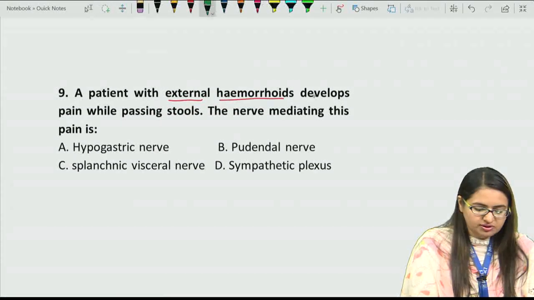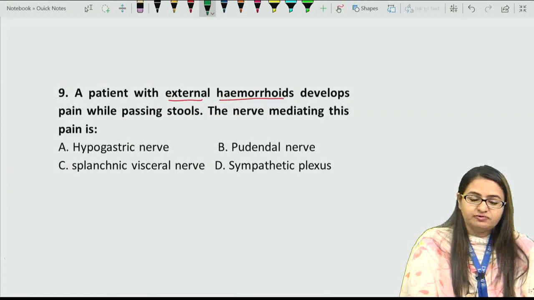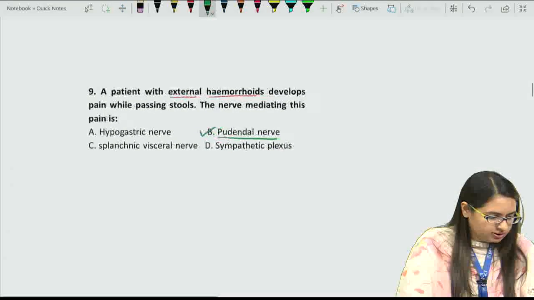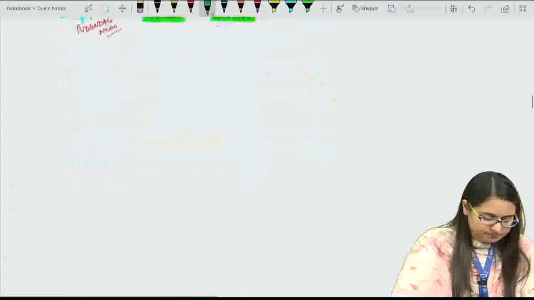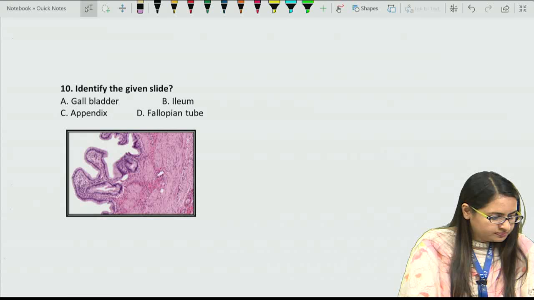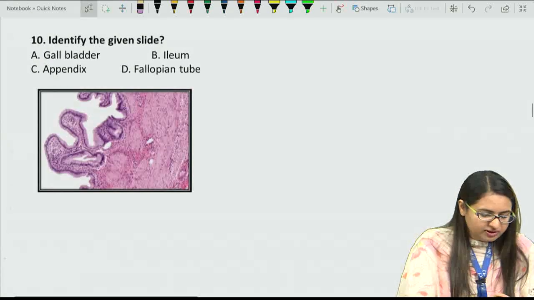The answer for this question is external hemorrhoids. These are painful because of the nerve supply from the pudendal nerve. So the answer is the pudendal nerve, that is the B option. Now for this next question, we have to identify the given slide.